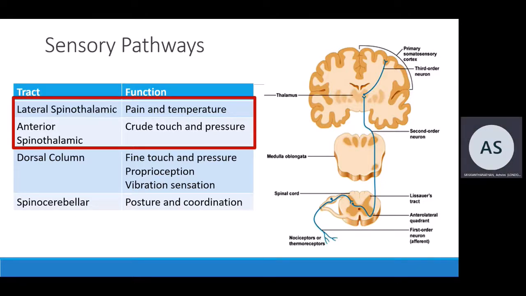So this is your first order neuron. Then this here is your second order neuron after it synapses. This crosses over within the level of the spine, and it usually ascends about 1 or 2 levels before it synapses in the dorsal horn and then crosses over. Then it goes and synapses in the thalamus here. And then it travels to the cortex via the third order neuron through the VPL nucleus in the thalamus to the primary somatosensory cortex.